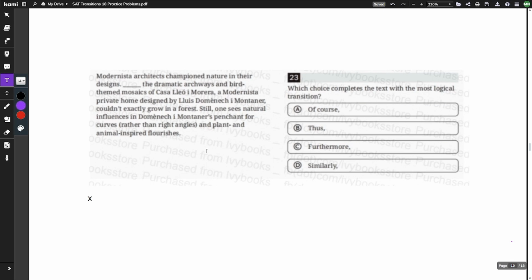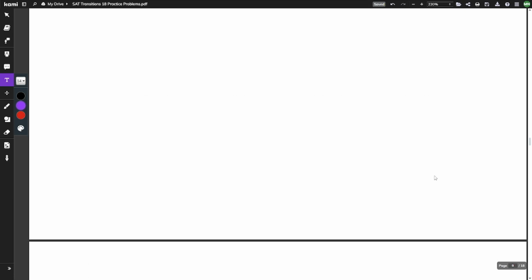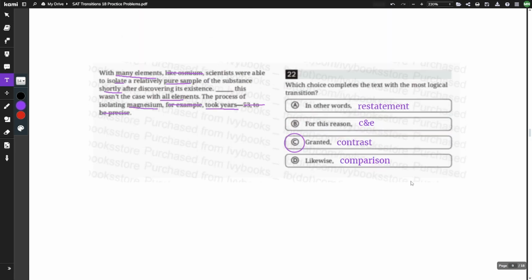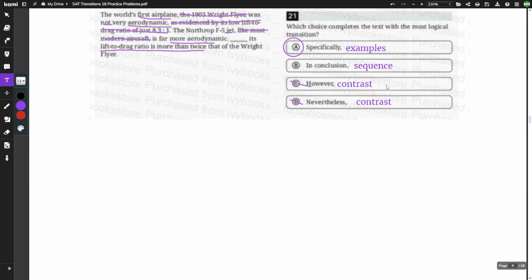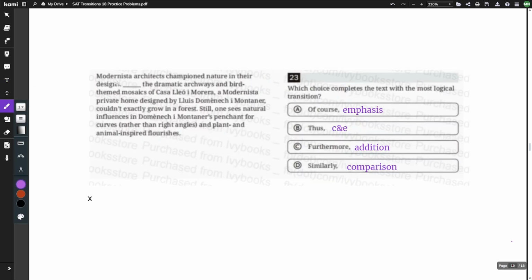Question number 10. Let's look at our answer choices and see what categories they belong to. Of course, is emphasis. Thus is cause and effect. Furthermore, is addition. And similarly is comparison. Unfortunately, none of these belong to the same category, and I think I just jinxed it with the last question. But let's look at the text.